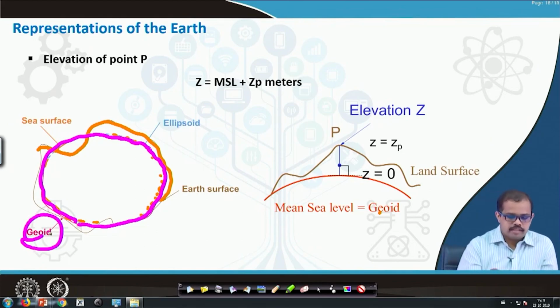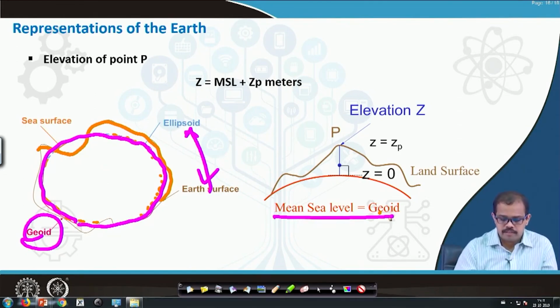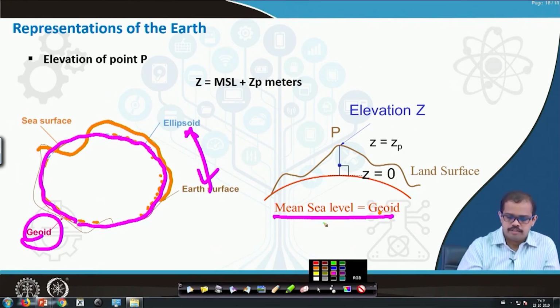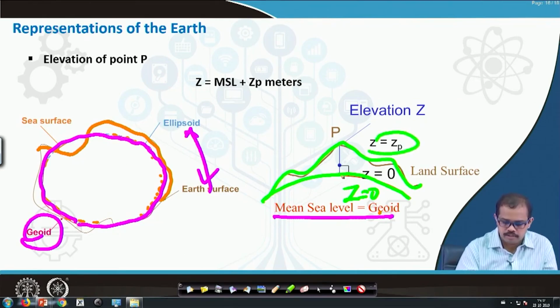Okay, so as I said, earth's surface is nothing but an ellipsoid. Looking at a geoid is something like this. Now when you have your mean sea level, which is equivalent to a geoid, your elevation z is 0. As you go above, your elevation will be equivalent to the point that is measured from the mean sea level to the height of this particular place.